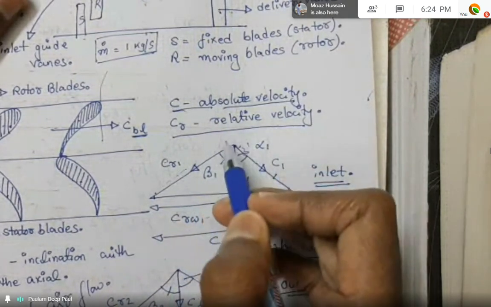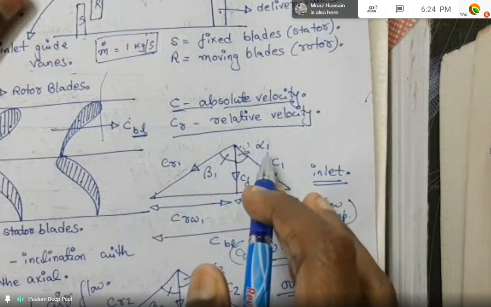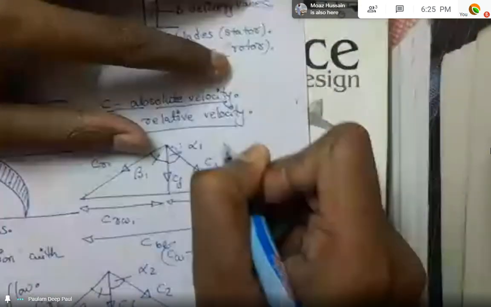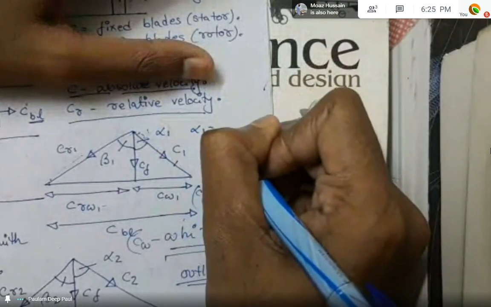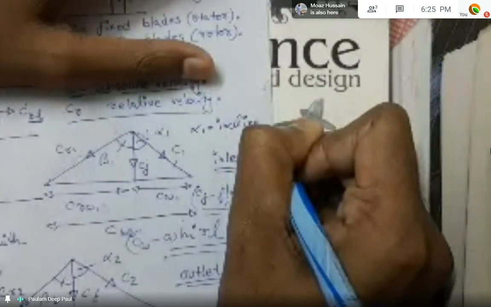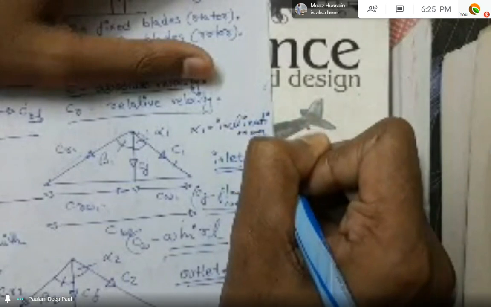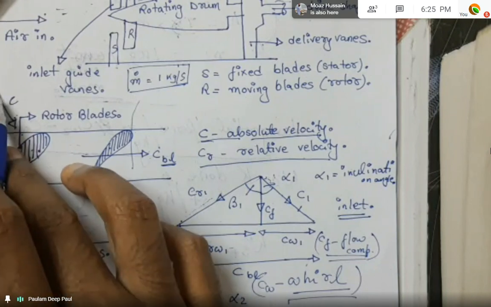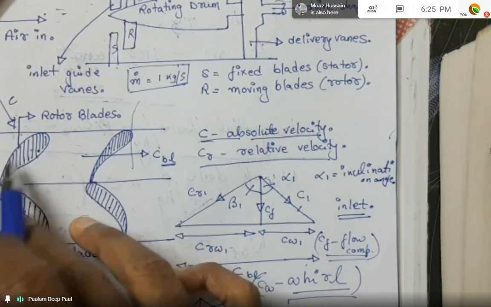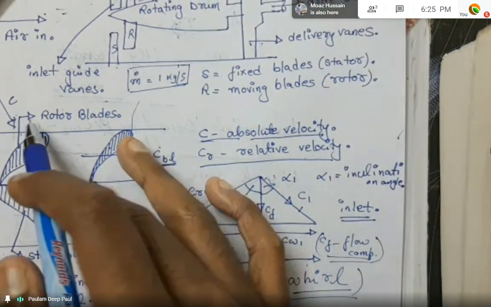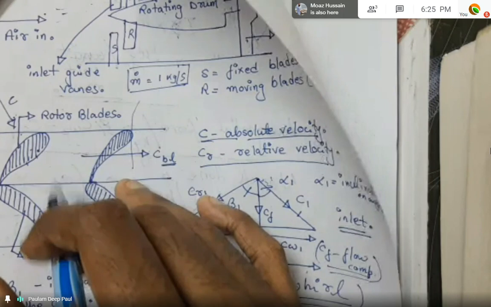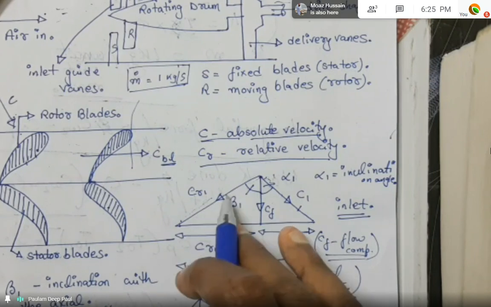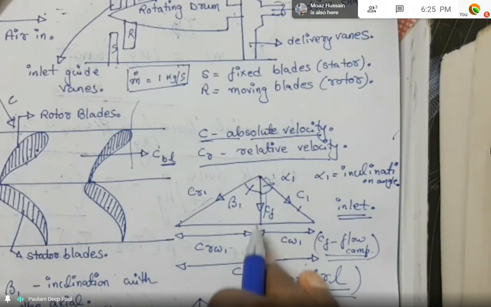Now you may have additional questions, like what are these angles? The alpha 1 we call the inclination angle. That is how much inclined the incoming air is with respect to the axis of the compressor, that is alpha 1. The beta 1 is the inclination of the relative velocity with respect to the axial direction, that is this.